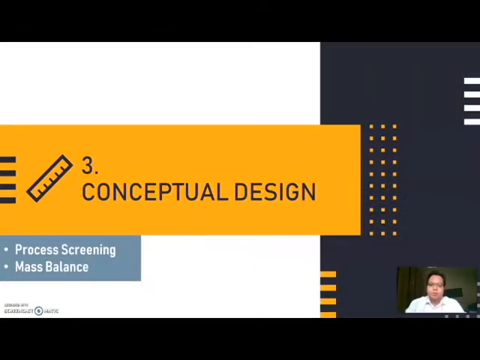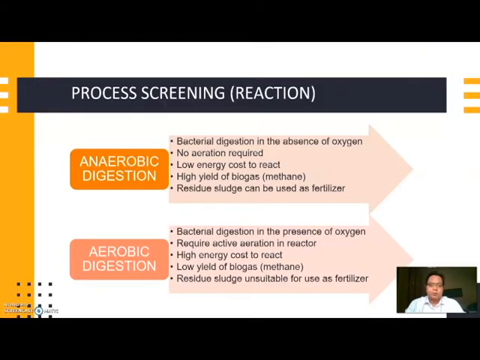Hi, my name is Amjad and I'll be explaining about process screening. So for this project, we have two main concerns of process screening, which is first is reaction and the second is for the CH4 purification. So for the reaction part of process screening, we are looking into two types of digestion, which is anaerobic digestion and aerobic digestion.